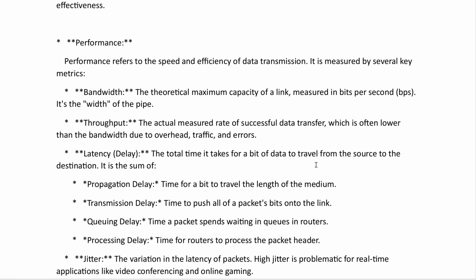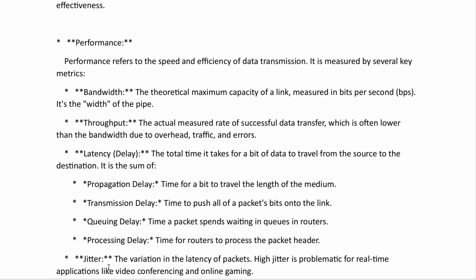Latency or delay is the total time it takes for a bit of data to travel from source to destination. Latency or delay is the sum of propagation delay, transmission delay, queuing delay, and processing delay. Propagation delay is the time for a bit to travel the length of the medium. Transmission delay is the time to push all of a packet's bits onto the link. Queuing delay is the time a packet spends waiting in queues in routers. Processing delay is the time for routers to process the packet header.